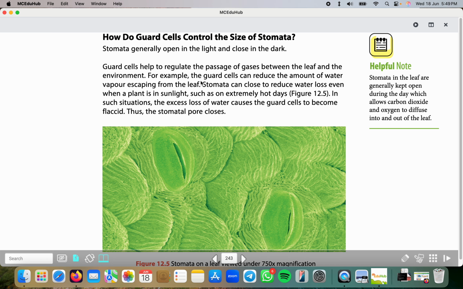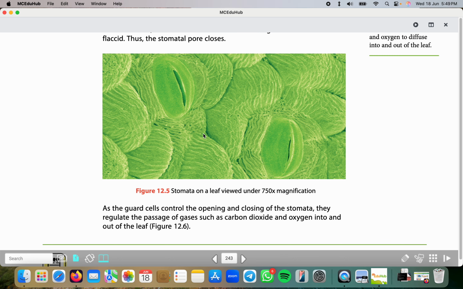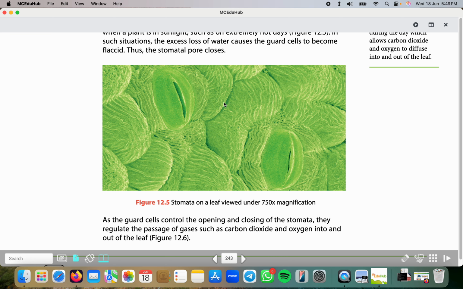For example, the guard cells can reduce the amount of water vapor escaping from the leaf when the stomata closes, to reduce water loss even when the plant is in sunlight, because maybe it's a very hot day. And so you want to reduce the excess water loss, because if you lose too much water, the plant will become flaccid, and so the stomata pore will close. So the plant is kind of smart. They know that it's too hot, so they're going to reduce it. But of course, when you reduce the size of the stomata, you also reduce the gaseous exchange.